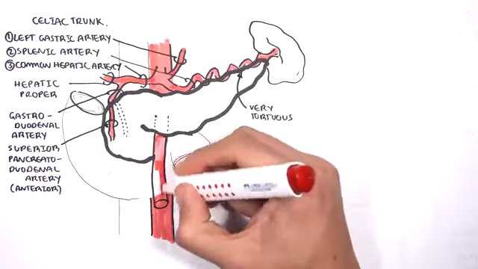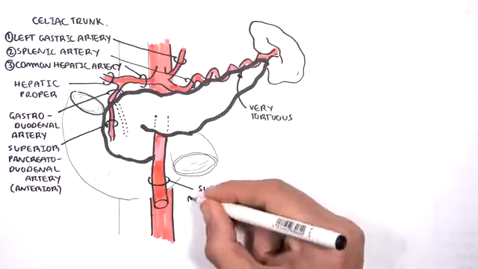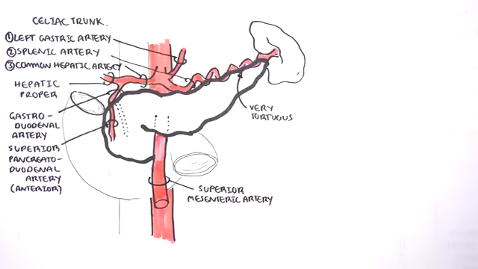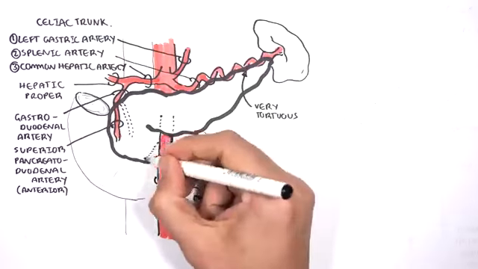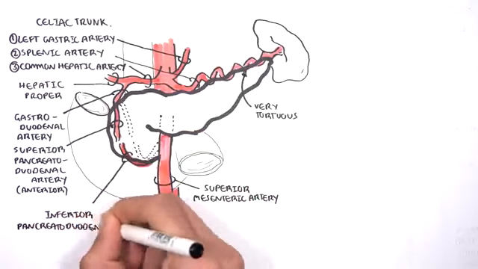Well, it comes from the superior mesenteric vein, which, if you remember, comes off the descending aorta here at about L1 to L2 level. The inferior pancreaticoduodenal artery also has the anterior and posterior portions.